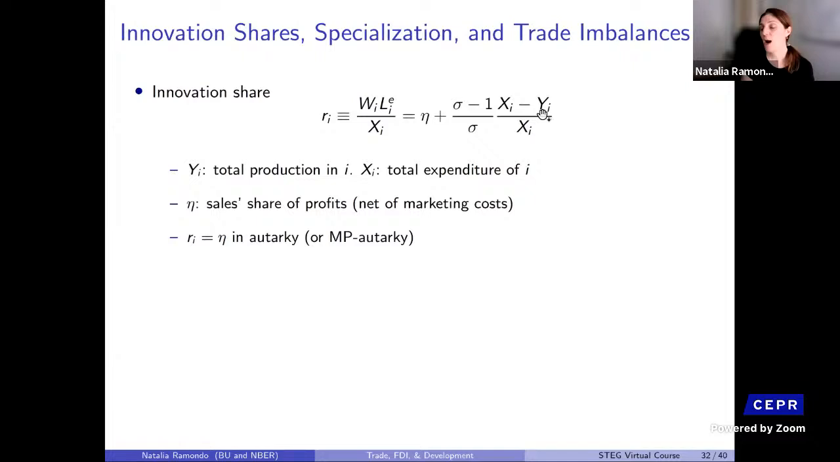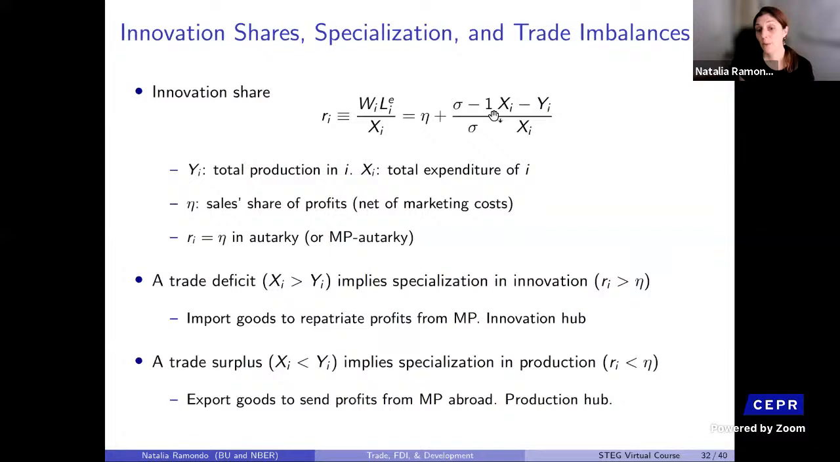And if X is bigger than Y, it means that you have a trade deficit. Because remember, this model has multinationals, has profits floating around, so you need current account balance, not trade balance. So R is going to be bigger than eta, innovation under autarky, as long as X is bigger than Y. And as I said, that's a trade deficit, okay? So these countries will specialize in innovation. It's like the US: they're going to import goods and repatriate profits from multinationals. So the US is an innovation hub.